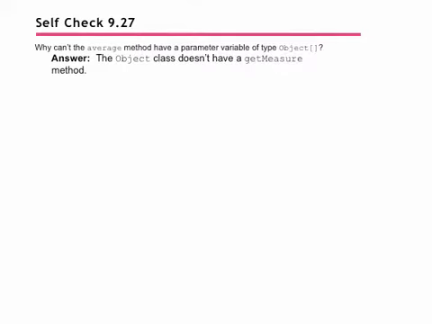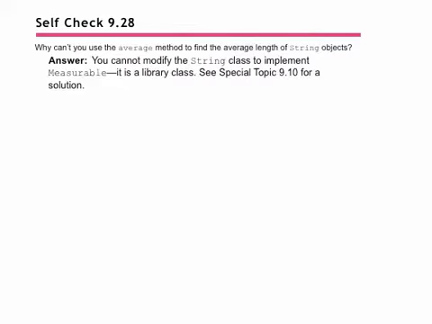So why can't the average method have a parameter variable of type Object array? The Object class does not have a getMeasure method. It doesn't, so it doesn't implement the Measurable interface. Why can't you use the average method to find the average length of String objects? Because you can't modify the String class to implement Measurable. It's a library class, so we can't change String. It's already provided for us. But we can go about it different ways, as you've seen.